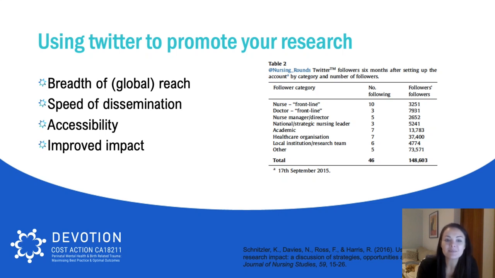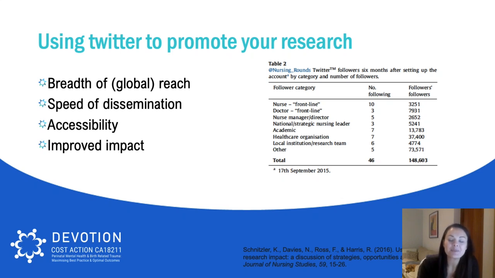And as well, you can see the breakdown of different professional backgrounds there, the different types of people that you're actually accessing with your Twitter account, that can introduce diversity that can be really valuable. Another important feature of Twitter is the speed of dissemination, and this is largely due to the accessibility of it.